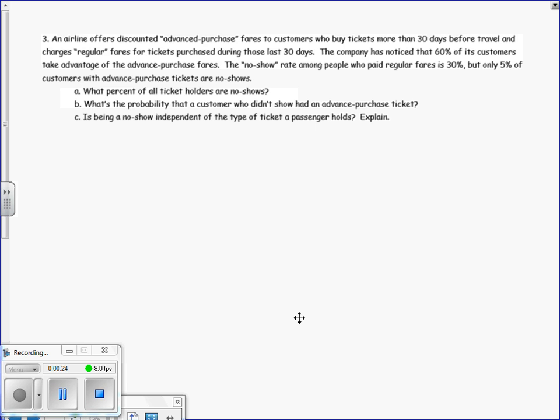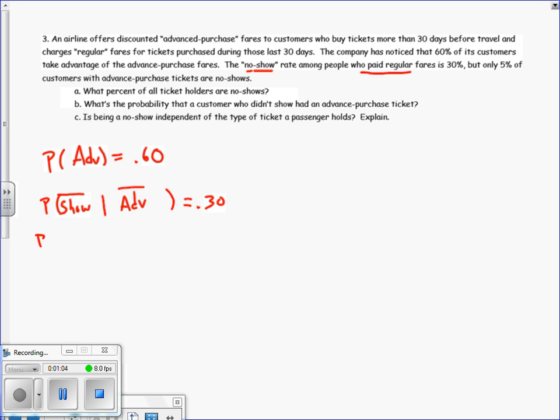So my first suggestion to you is go ahead and turn these into probability statements. So 60% of customers take advantage, which means that the probability that they get the advanced purchase looks like 60%. Now we have to translate this, the no-show rate among people who paid regular fare. In other words, we know that they've paid a regular fare. So the way that I'm going to look at that, we know that they have not done the advanced, and the probability they don't show up, right? No show that they don't show up is 30%. And then we also have this 5%. We know that they did take advantage of the advanced purchase ticket, but they also did not show up.